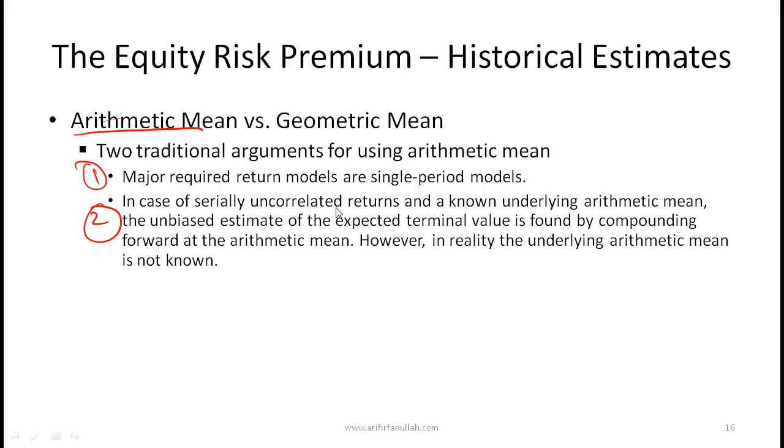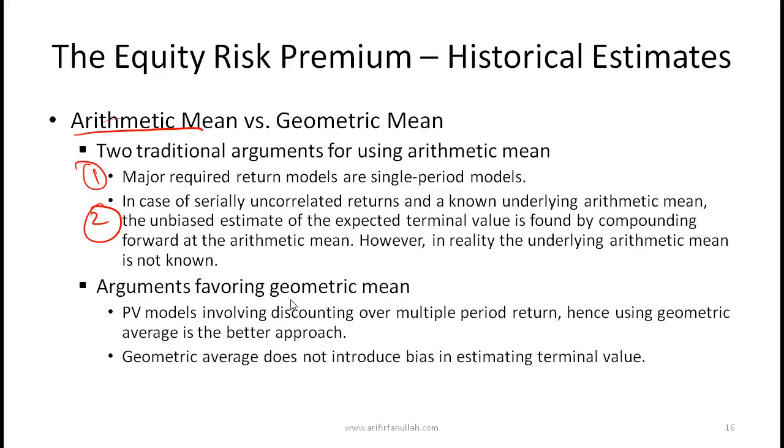In case of serially uncorrelated returns and a known underlying arithmetic mean, the unbiased estimate of the expected terminal value is found by compounding forward at the arithmetic mean. So that's an argument. Don't worry too much about exactly what all this means. But in reality, the underlying arithmetic mean is not known, so that's against this. What is generally recommended is the geometric mean.